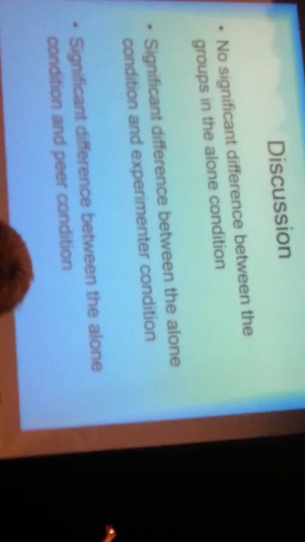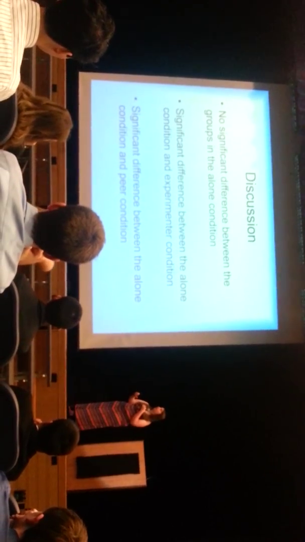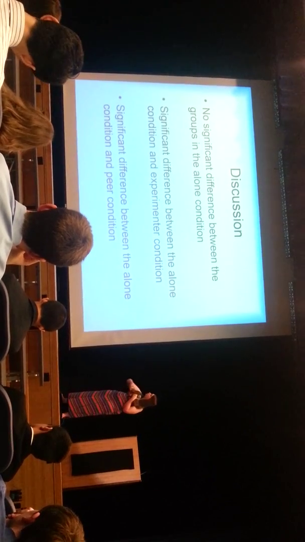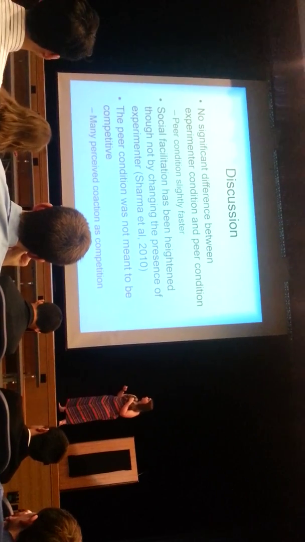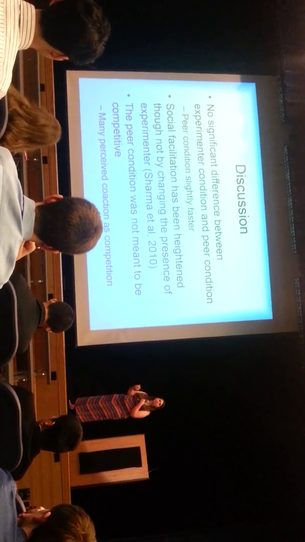So, just to summarize everything, since there was no significant difference between the groups in the alone condition, I could properly compare the rest of the data because it was a random sample. And it was shown that there was a significant difference between taking the test alone and in front of both the experimenter and the peer. However, there was no significant difference between the experimenter condition and the peer condition, even though in the peer condition they performed slightly faster.